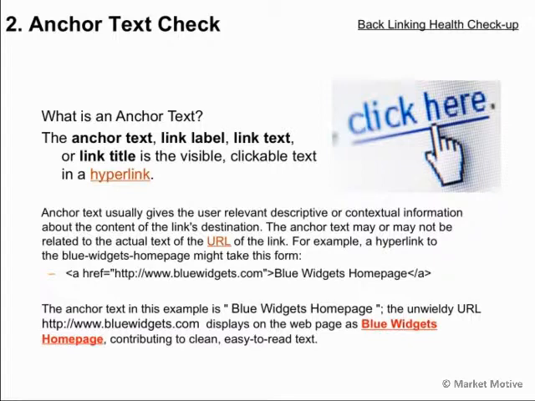So anchor text is what you see in the hyperlink when people click to come to your site. Usually it might be click here, it might be your website name, it might be your targeted keywords, but you want to make sure that not too much of your anchor text is targeted to your specific keywords, because it might look, as Google says, over optimized.